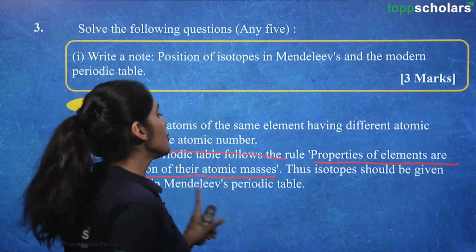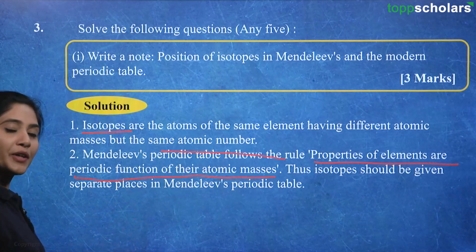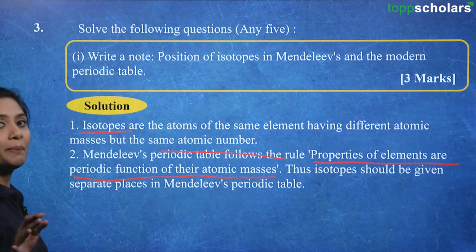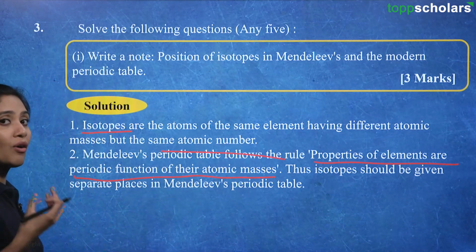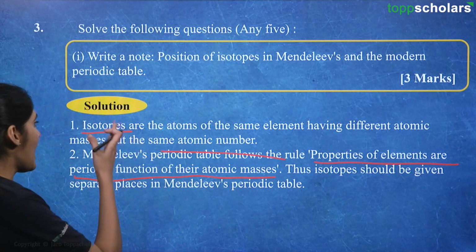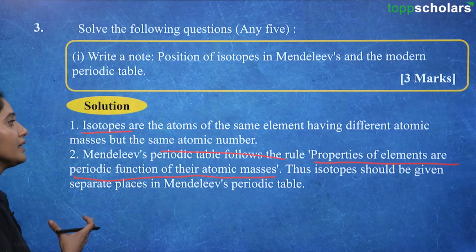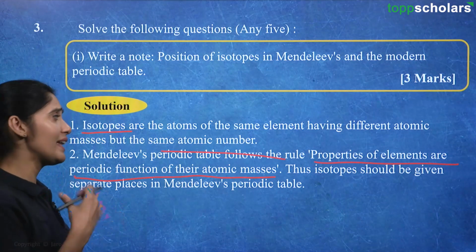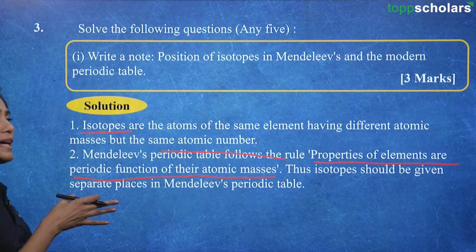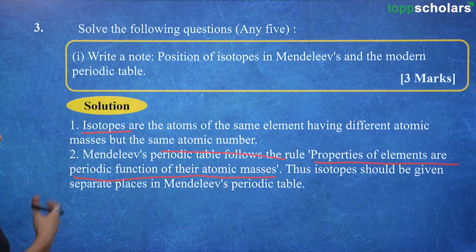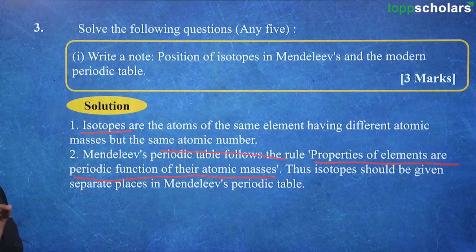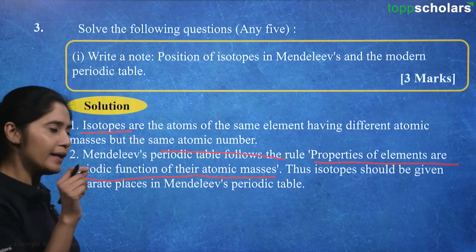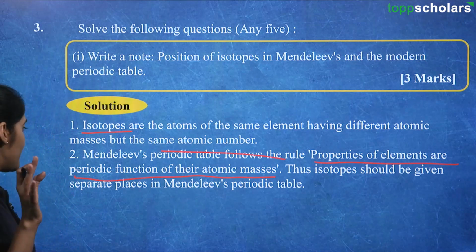Thus, isotopes should be given separate places in Mendeleev's periodic table, right? As per Mendeleev's periodic table, the properties of elements are because of their atomic masses, and isotopes are supposed to have different atomic masses although they have the same atomic number. So, as per Mendeleev, since the atomic mass is different in isotopes, they should be given different places in Mendeleev's periodic table, right? This is one of the demerits of Mendeleev's periodic table.